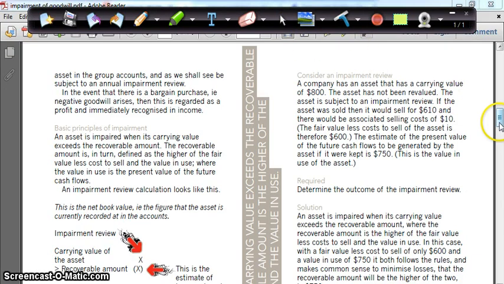So if we just have a look at the example that we are given, a company has an asset that has a carrying value of $800. This asset has not been revalued. The asset is subject to impairment review. So here we need to determine what is the carrying value. $800. We are told this.